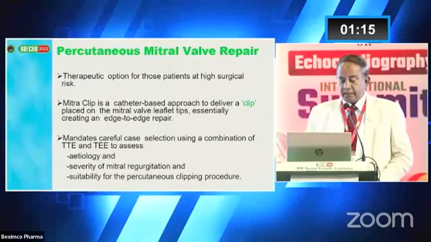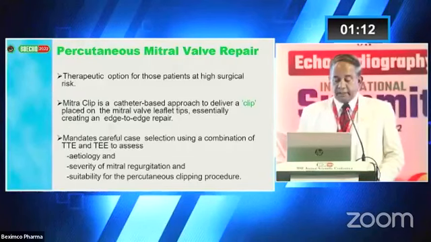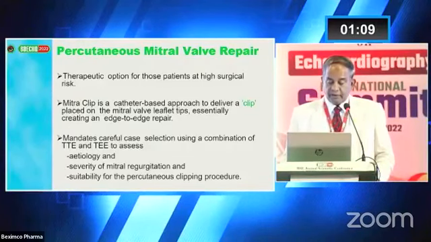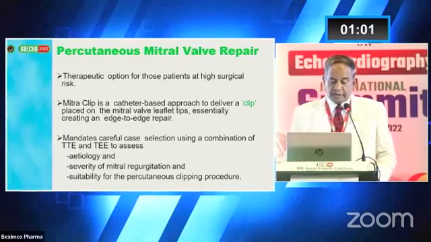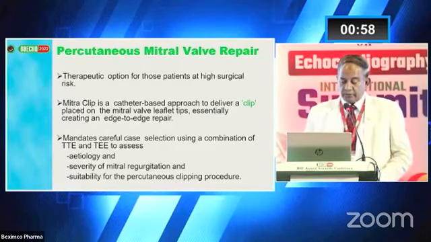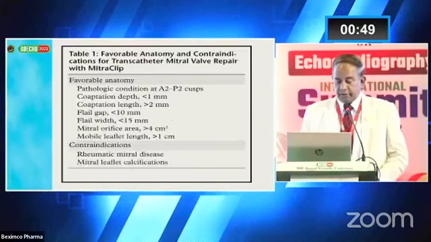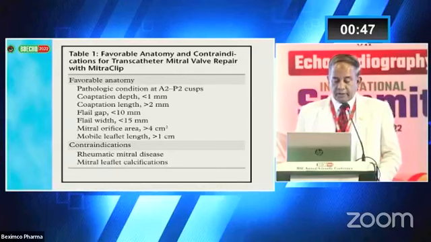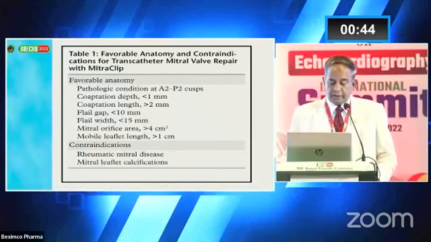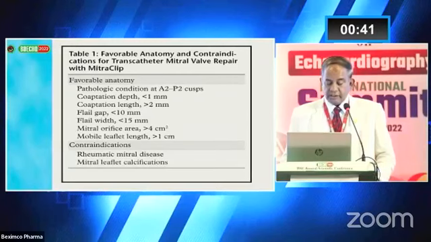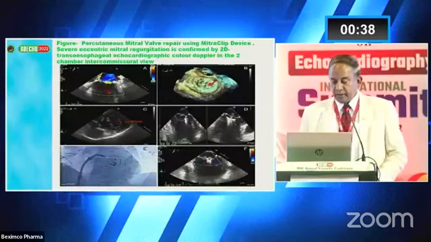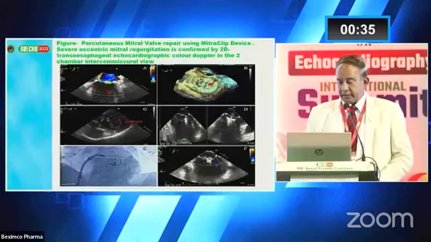Mitral clip is a catheter-based approach to deliver a clip placed on the mitral valve leaflet tips, creating an edge-to-edge repair. It mandates case selection using a combination of TEE and TTE. We have to see the etiology, the severity of the mitral regurgitation, and the suitability for the percutaneous clipping procedure. Unsuitable features can be detected by echocardiography, and we also exclude cases for this purpose. These are some pictures related to the mitral clip.